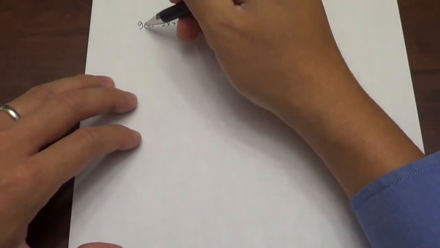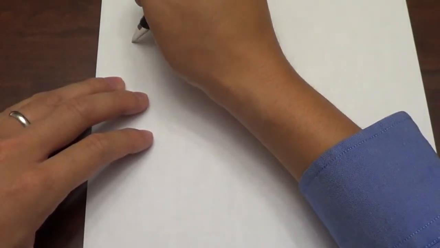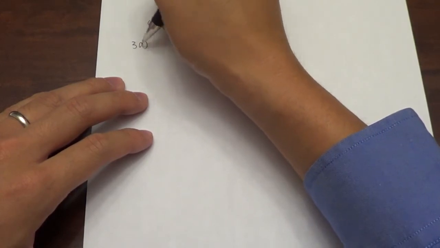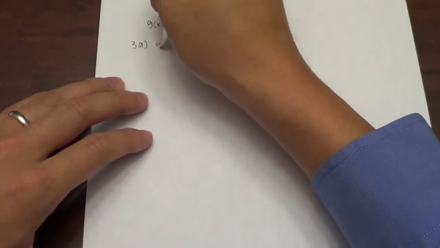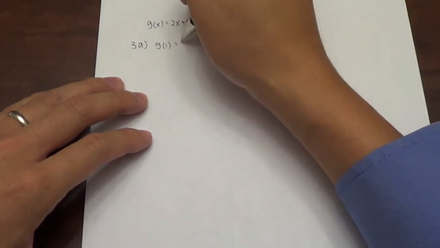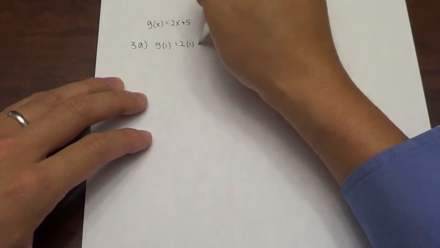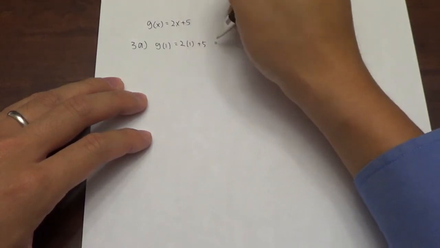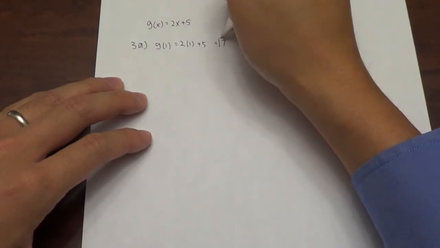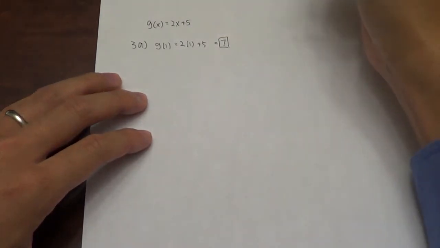The reason why they write it like this is it makes it really easy to write out what we're trying to find. So g of 1, where x equals 1, you simply replace x up here with 1. So 2 times 1 plus 5. 2 times 1 is 2. 2 plus 5 equals 7. So g of 1 equals 7.